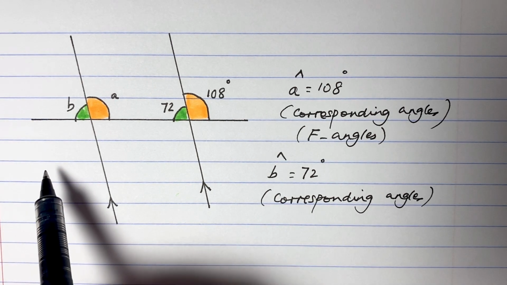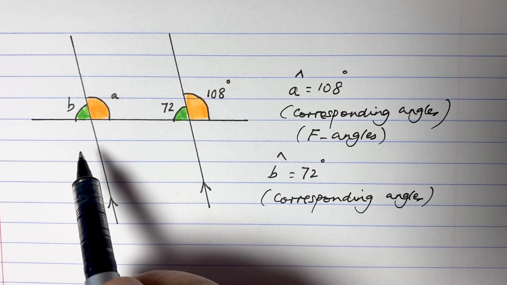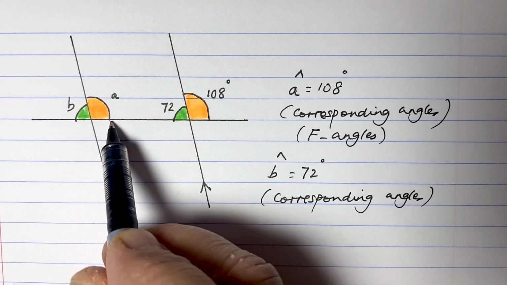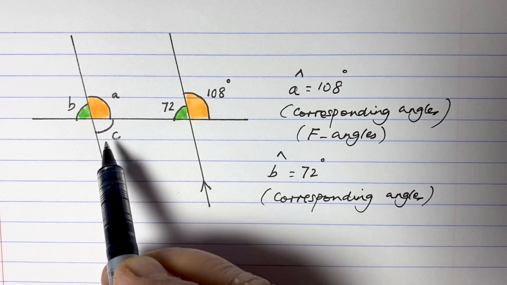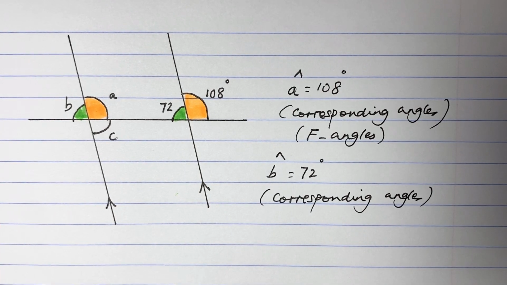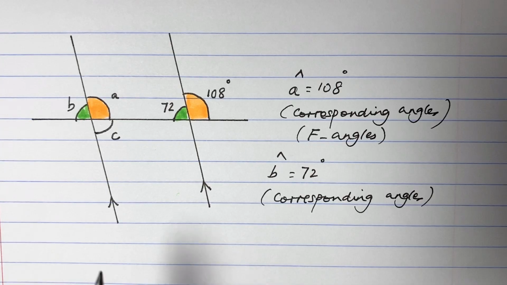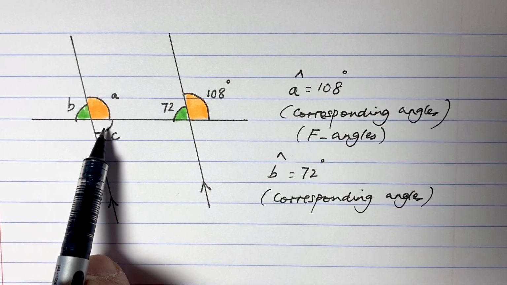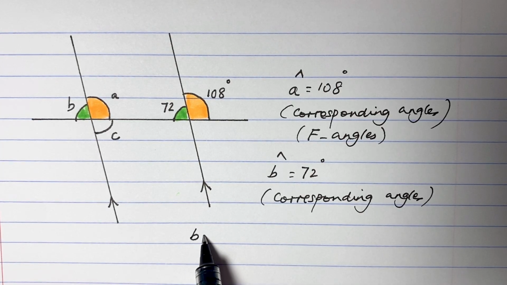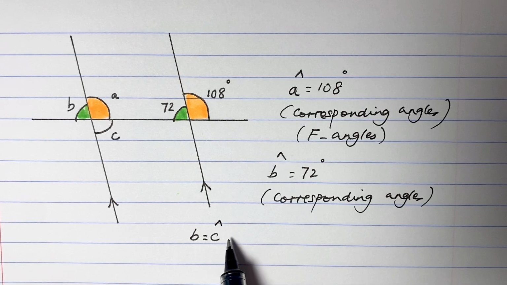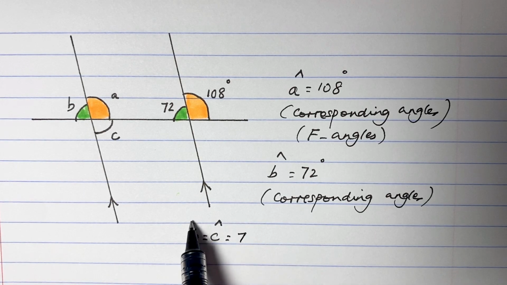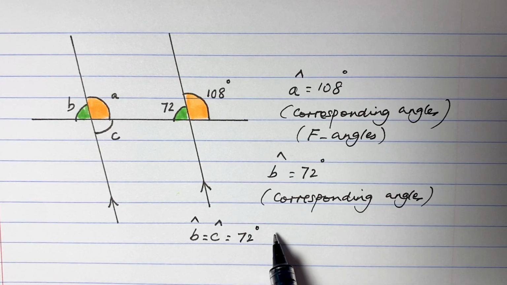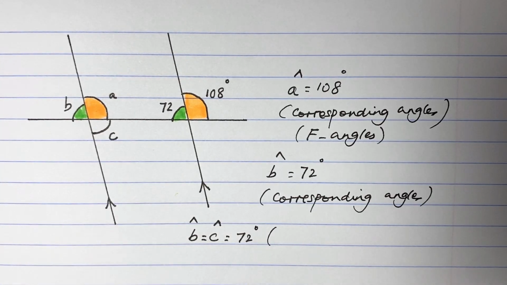Now let me add some more information here. I want to know how much that angle is, and I'll call it C. I can use two different reasons. I can say B equals C, which was 72. Reason: vertically opposite angles are the same.